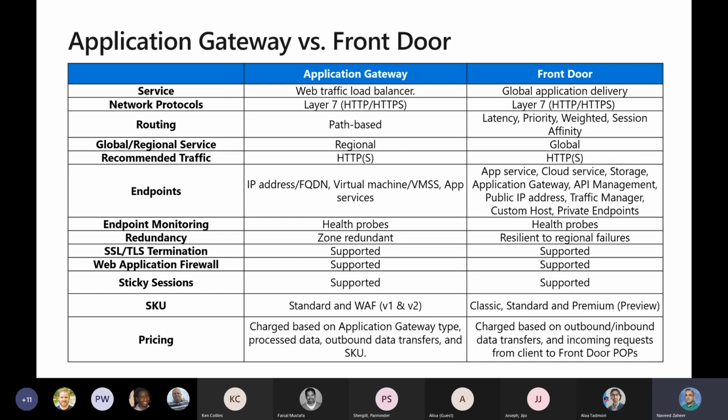On the other hand, with Front Door, if you have private endpoints for, let's say, your storage account, your internal load balancer, or an app service, it can put those private endpoints behind it. So that's a big criterion to understand which service you need to use. Once again, Application Gateway is zone redundant, but still it's not cross region. That's something to pay close attention to.